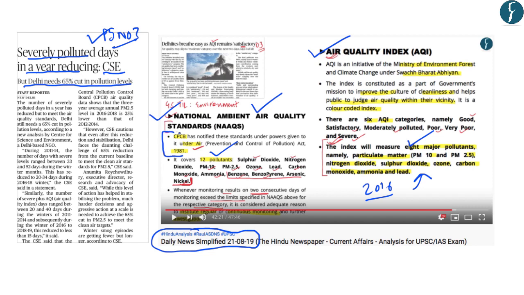So here it is to be understood that the Central Pollution Control Board has notified these standards under the Air Act of 1981 and not under the Environment Protection Act. So all these minor aspects are important from the preliminary examination point of view. So you should go through this DNS of 21st August 2019 and understand all these aspects related to air pollution which were covered recently. With this, let's take the next article.